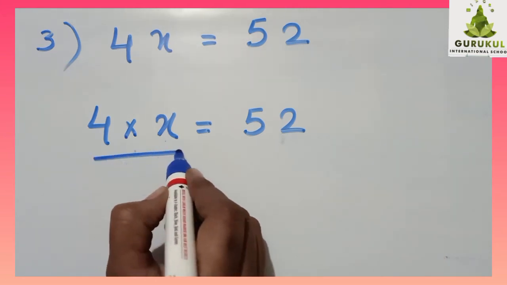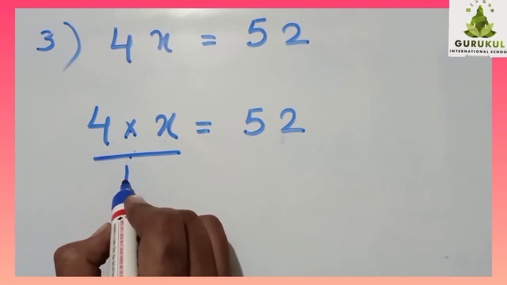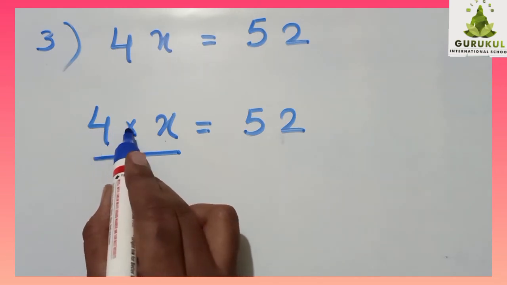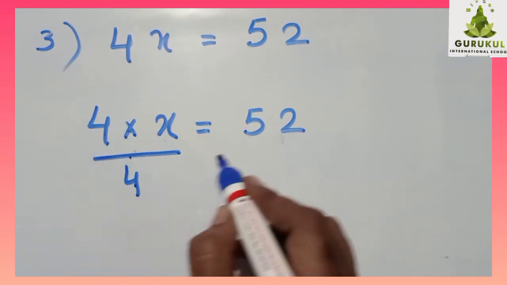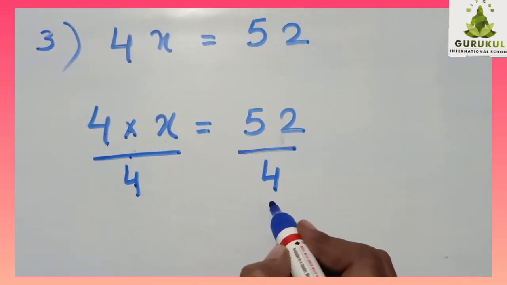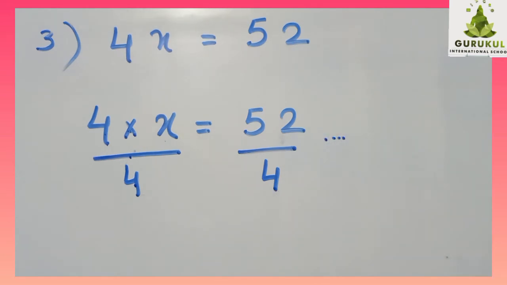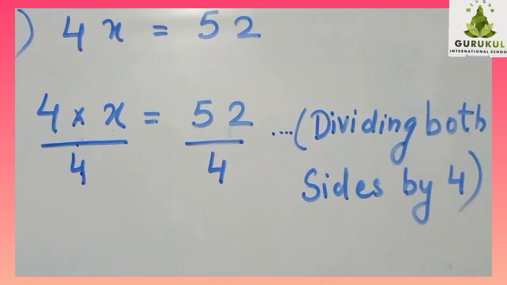So what will I do here? I will divide. Multiplication's opposite is division. Divide by 4. Is it clear? Because I want to remove this. So it is multiplied by 4, so it's division by 4. So here also I will do division by 4. On both the sides operations should be same. Now you have to give the reason here: dividing both the sides by 4.